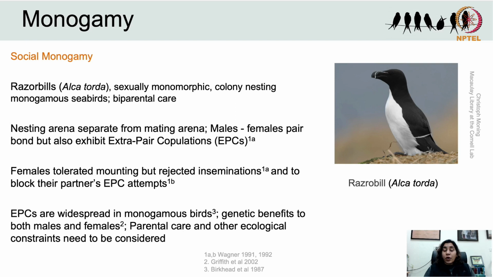So for post-laying females, males who tried to copulate with these females did not result in mating. Now we can ask, how do the females resist or stop insemination? If they tolerate mounting, how do they stop insemination? Well, females can resist insemination from mounting males by stiffly pushing down their tail and not allowing the males to make cloacal contact. Further, there is evidence that the females can even eject the sperm of males in this species.